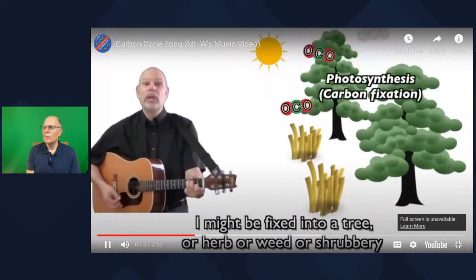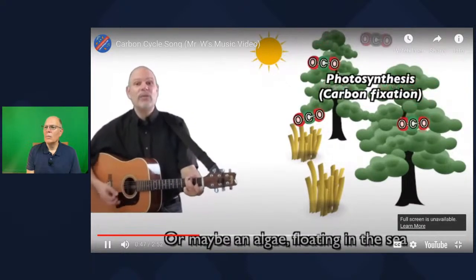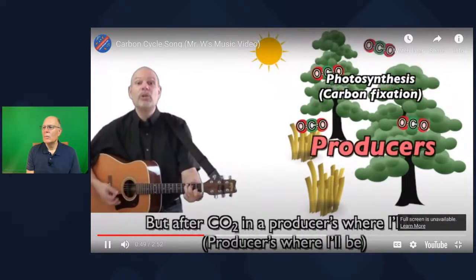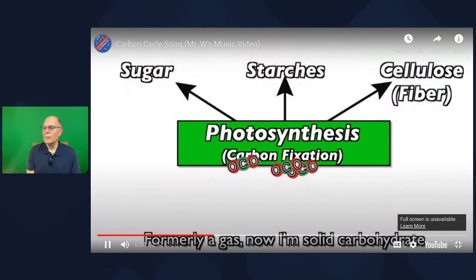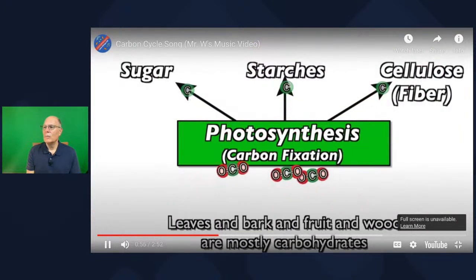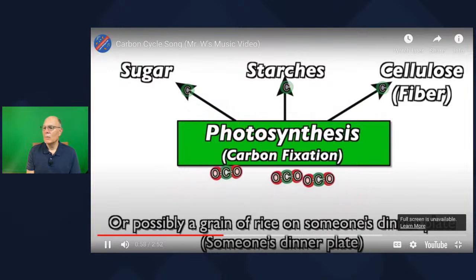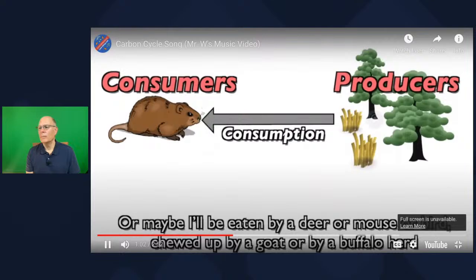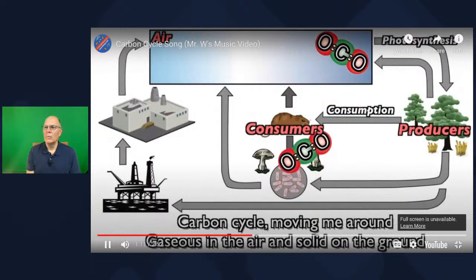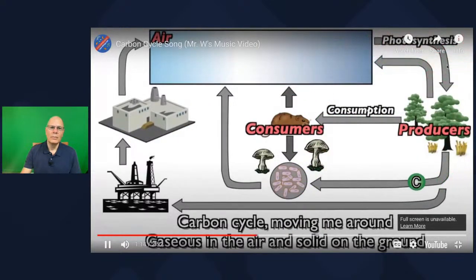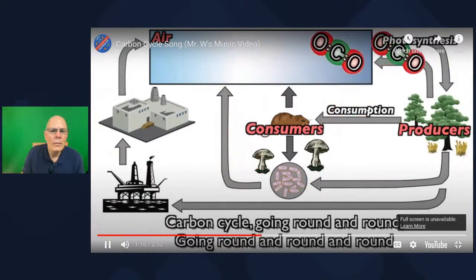I might be fixing to a tree or herb, a weed or shrubbery, maybe an algae floating in the sea. But after CO2 enough produces where I'll be. Formerly a gas, now I'm a solid carbohydrate. Leaves of bark and fruit and wood are mostly carbohydrates, or possibly a grain of rice on someone's dinner plate. Then maybe I'll be eaten by a deer or mouse or bird, chewed by a goat or by a buffalo herd. After being swallowed, I could be dropped as a turd. Carbon cycle moving me around. Gaseous in the air and solid on the ground. Carbon cycle going round and round.